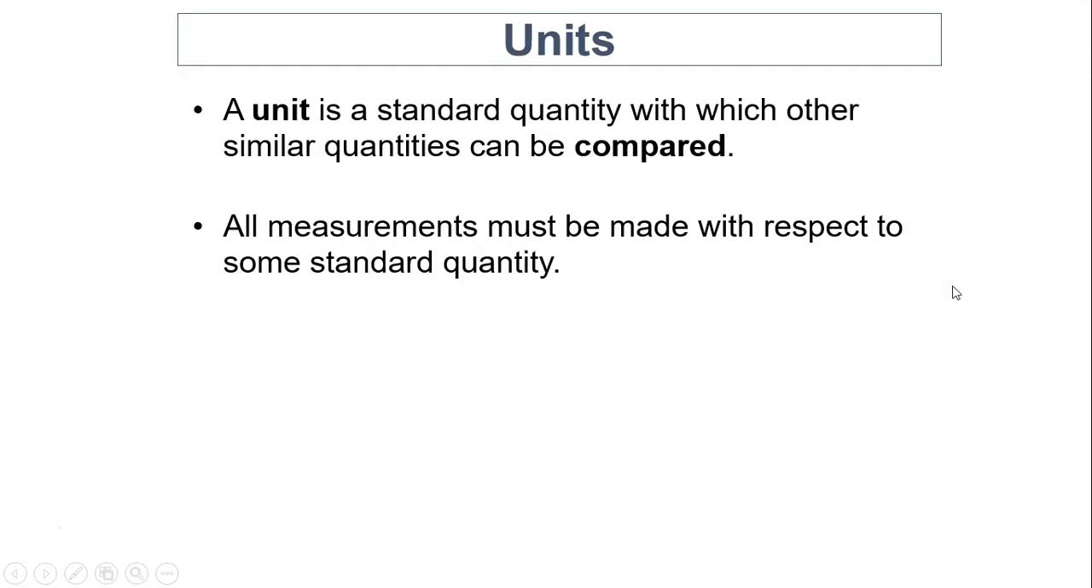So first, what is a unit? A unit is a standard quantity with which other similar quantities can be compared. Simply put, for example, if you want to compare your height with the height of your cousin who lives in another country, you need to measure both heights with the same standard unit. Otherwise, it will be hard for you to compare. All measurements must be made with respect to some standard quantity.